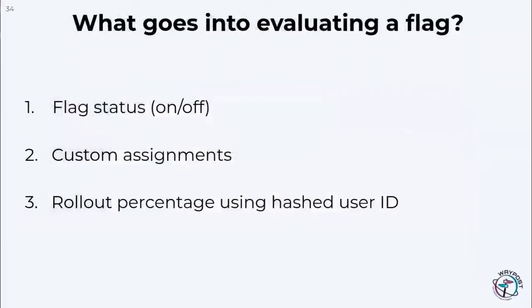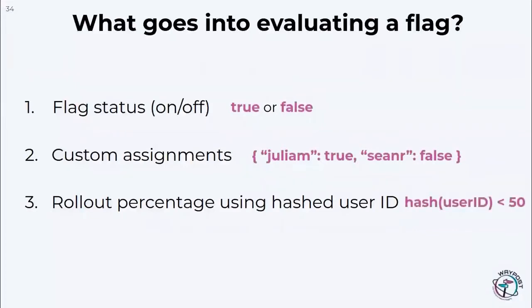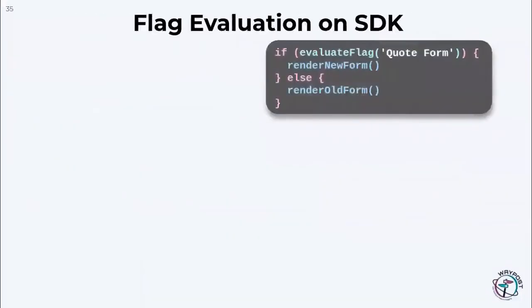Waypost evaluates flags based on the following flag data attributes. The flag status, a Boolean value that's either true or false; custom assignments, a list of user ID and status pairs; and a rollout percentage, a number that determines what percentage of users get the new feature. Now I'll show you how the flags are evaluated with an example.